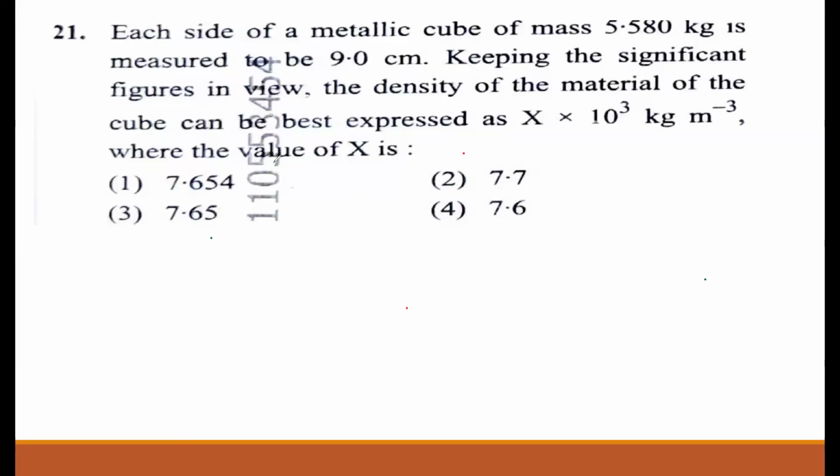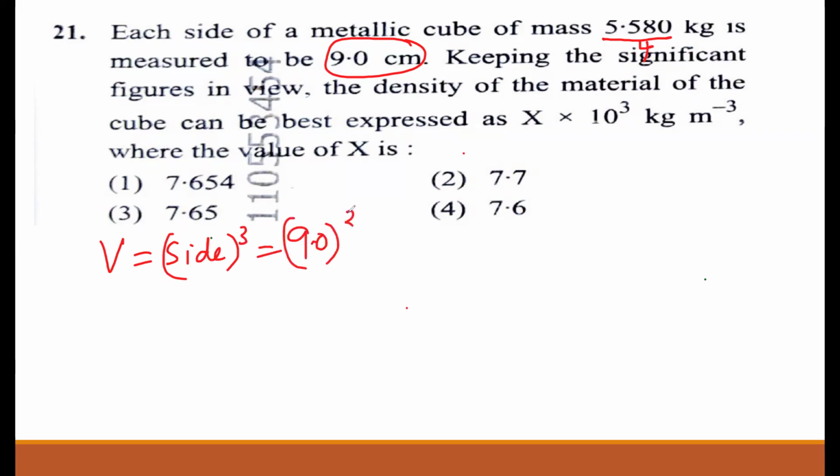Now, coming to the question number 21 here, each side of a metallic cube is of mass 5.580 kgs. So, it has four significant figures here. And now we have a side. The side is 9 centimeters. So, volume of the cube is side cube. So, side cube is 9.0 whole cube. So, that is 9 into 9 into 9. So, it would be nothing but 729 and it is in centimeters. If we convert into meter, this is 10 power minus 6 meter cube, sorry.